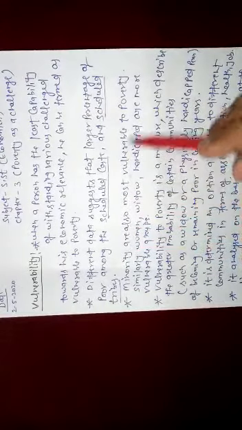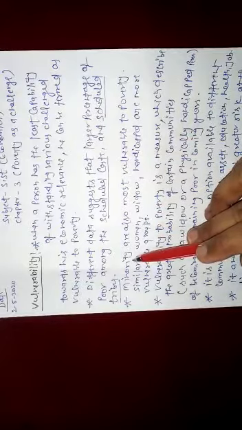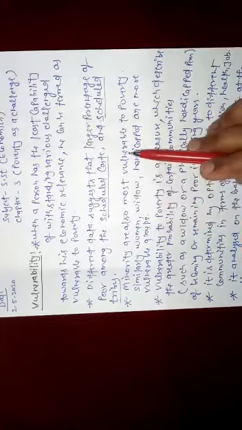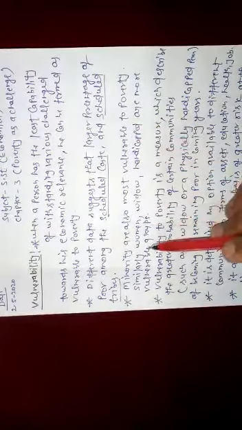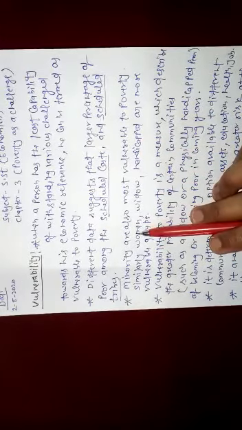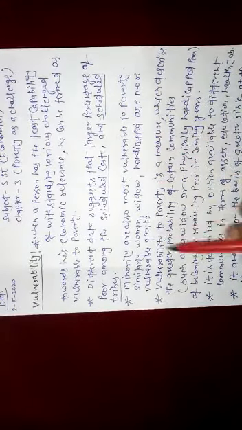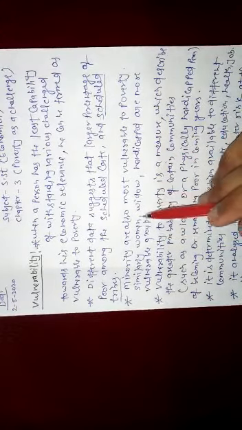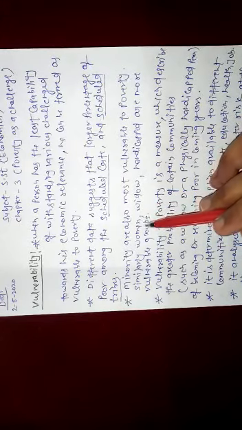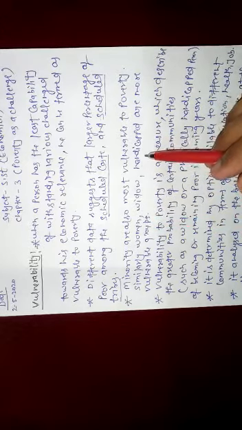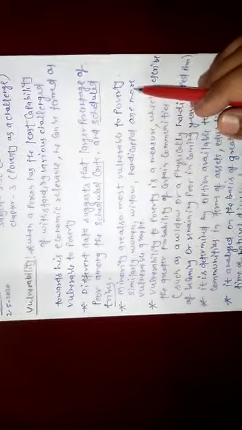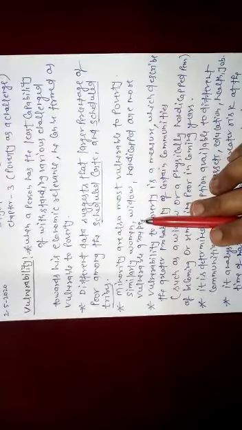Minorities are also vulnerable to poverty. Minority means a very small number of people, and they are also most vulnerable to poverty. Similarly, women, widows, and the handicapped are the most vulnerable groups, because they do not have any source of earning. They do not earn a good amount of money, so they are most vulnerable.